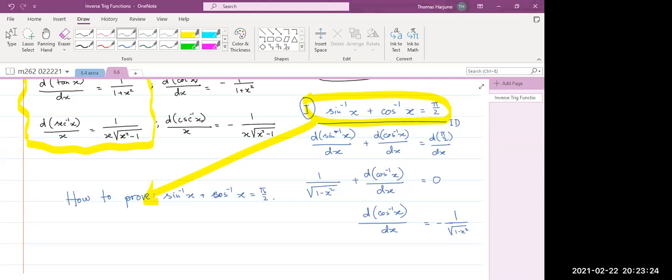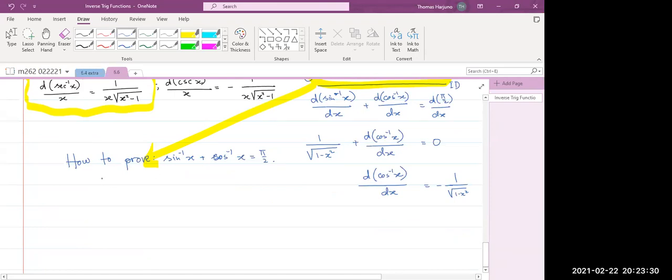There are two ways to do this. The first way is based on a right triangle, let's call this part A. Suppose you have a right triangle whose angle theta has sine theta equal to x over 1. Now, cosine inverse of x over 1 will be this angle here. Let's call this angle gamma. Now, you see that theta plus gamma is always pi over 2.